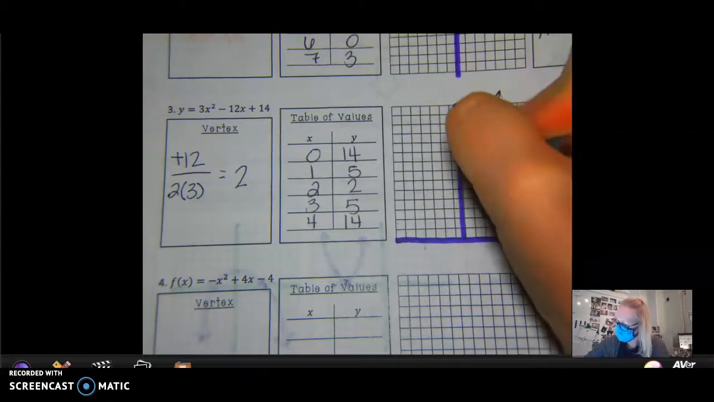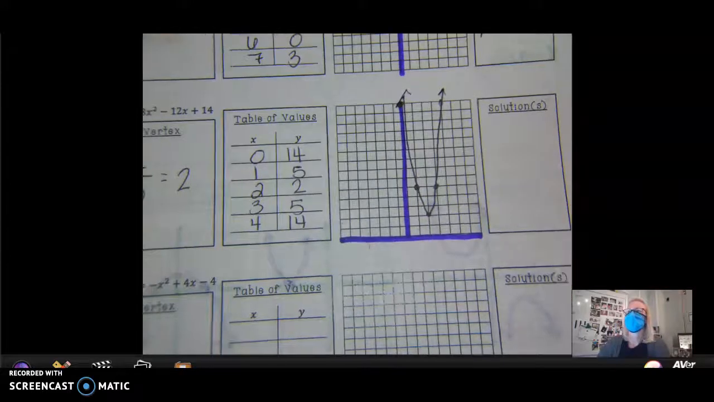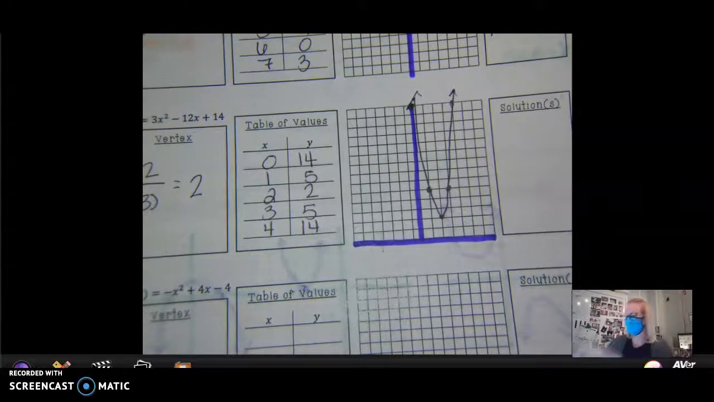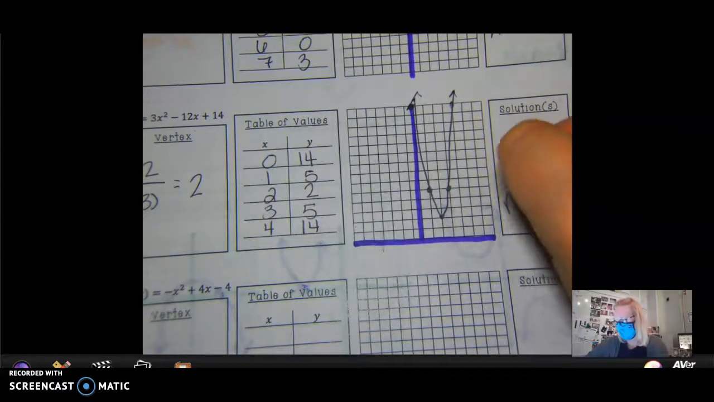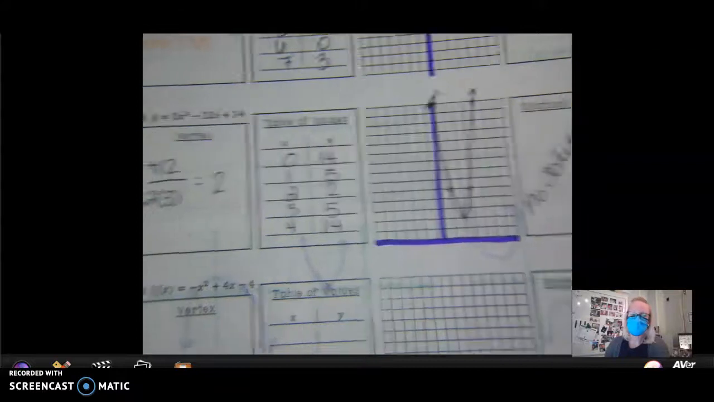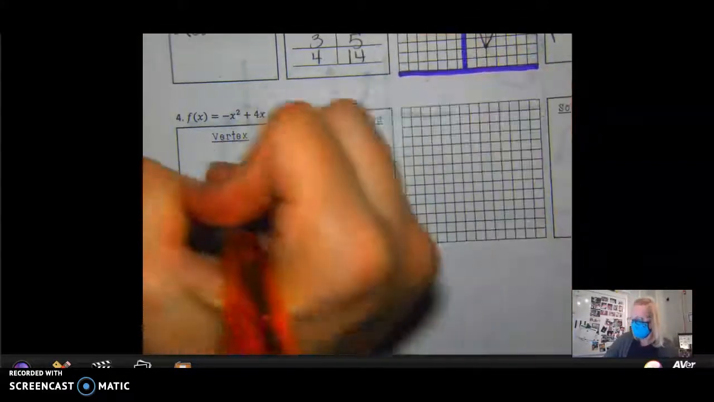How many solutions does this guy have? 0, 1, or 2? No solutions. Why does it not have a solution? Good. It's not touching the x-axis anywhere. Perfecto. Okay, one more. Negative what?